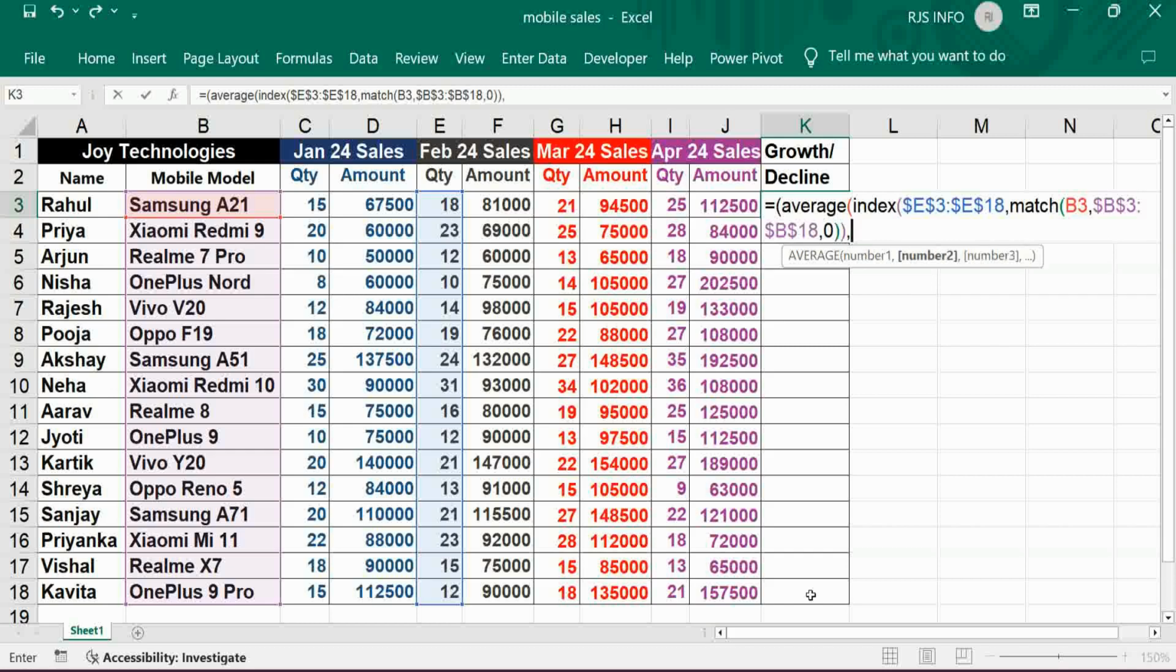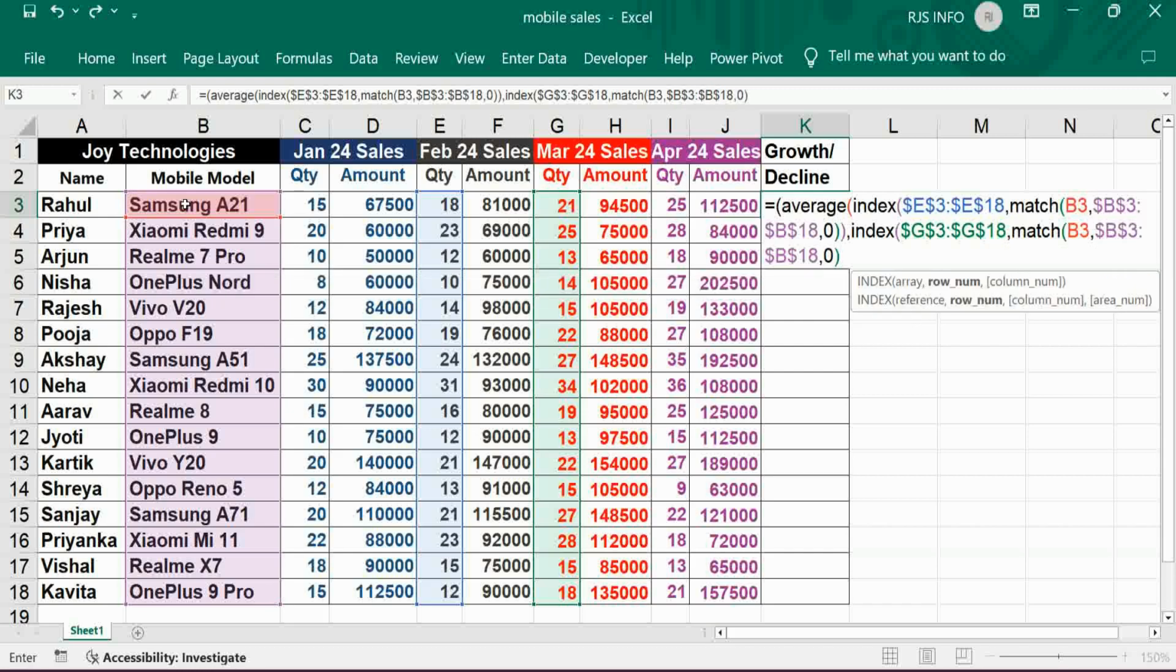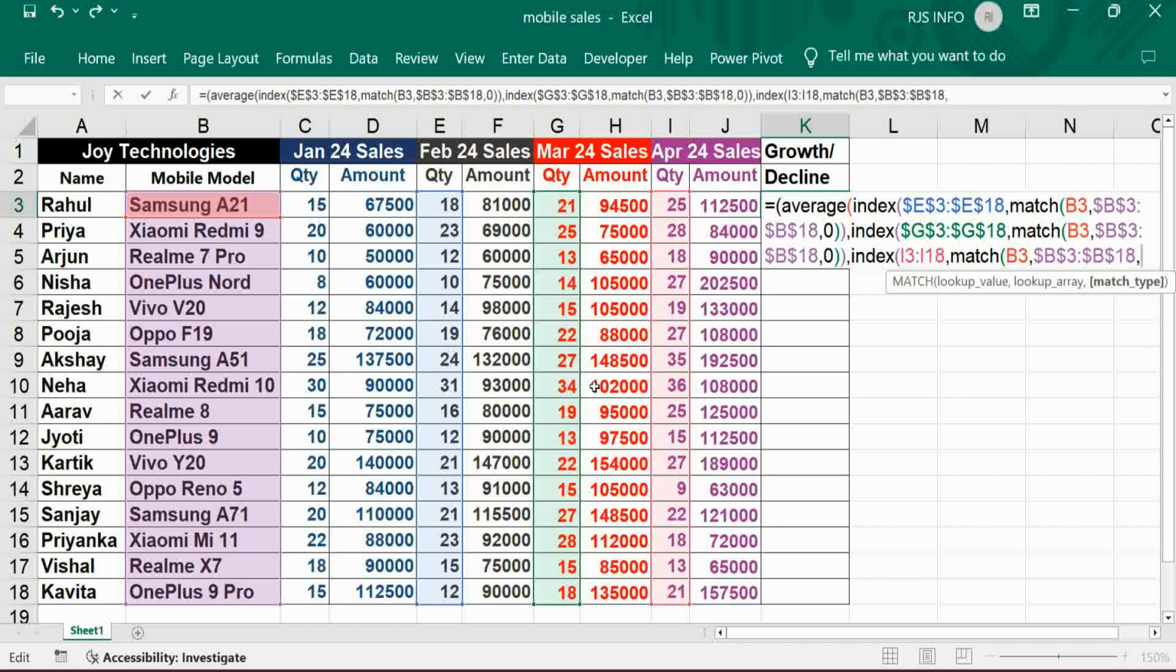again, comma, we need to know March. Index, freeze it, comma, match, freeze it, comma, 0 for exact match, bracket close, comma, now April, zero for exact match, bracket close, then reduce the base value, bracket close, divided by quantity.